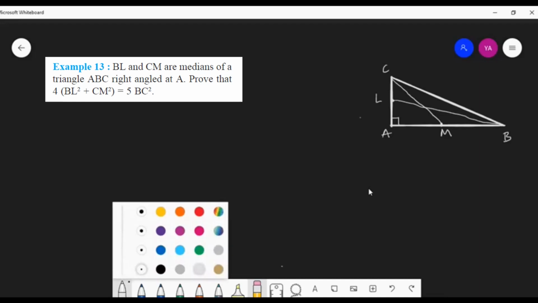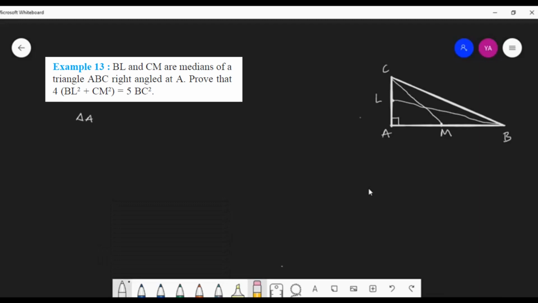Okay, so first small triangle, triangle AMC. Apply the Pythagoras theorem in this triangle. AMC is a right triangle, right? We can start from CM. CM square is equal to AM square plus AC square. Because in triangle AMC, angle A is 90 degrees, so that is a right triangle, and MC is the hypotenuse. Hypotenuse is the side opposite to 90 degree.